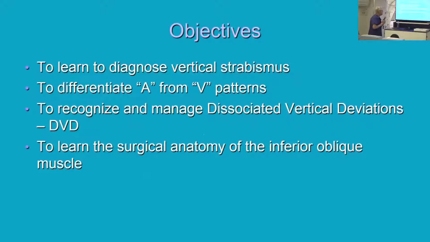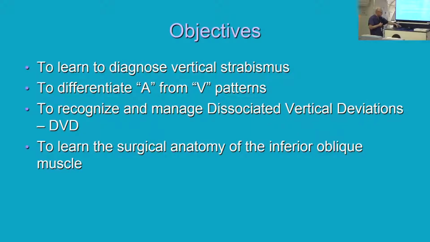Our objectives in this lecture are to learn to diagnose vertical strabismus, to differentiate A from V patterns, to recognize and manage dissociated vertical deviations, or what's commonly known as DVD, or dissociated alternating hyperphorias or hypertropias, and to learn the surgical anatomy of the inferior oblique muscle, because that's going to be involved in most of these conditions that we talk about.